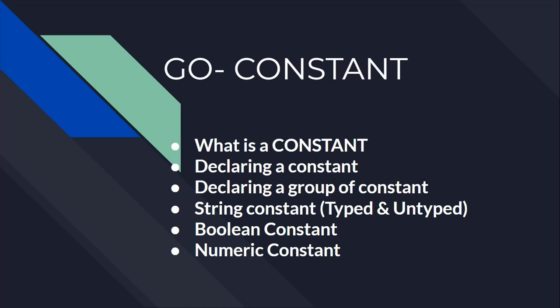In this video, I will explain about Go constants and cover what a constant is, how to declare a constant value, declaring a group of constants, string constants, boolean constants and numeric constants. What is a Go constant? The term constant in Go is used to denote a fixed value. This is a simple declaration of a constant.